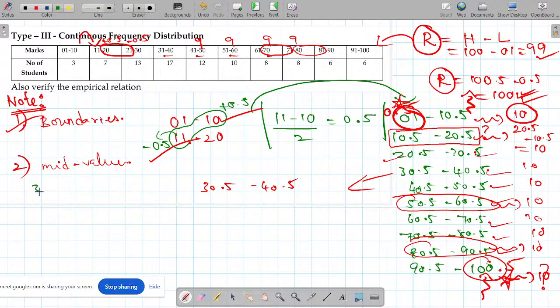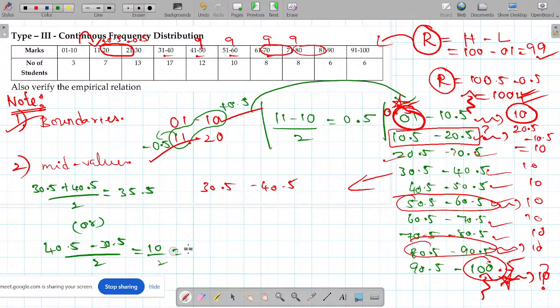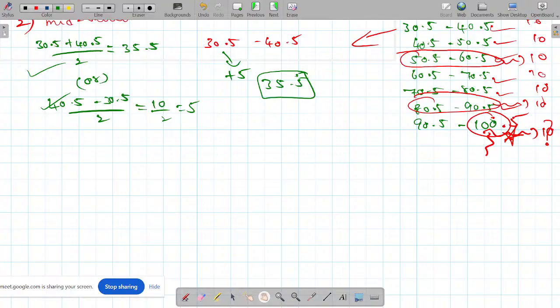You can do it in two ways. Either 30.5 plus 40.5 divided by 2, or 40.5 minus 30.5 divided by 2 value. 10 divided by 2, which is 5. To this you add 5. So what would be the value? 35.5. So you have two methods to find the mid value. Okay. So after doing these two changes, now my table will look like this.